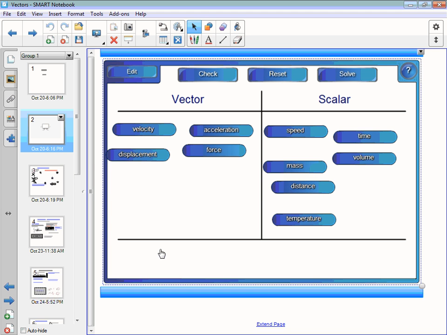So, according to this, okay, I guess you can sit down for a moment. Velocity, acceleration, force, and displacement are in the vector category. In the scalar category, speed, time, volume, mass, distance, and temperature. Okay, so let's go ahead and check. Check. Yay! Ah, we're having fun. Okay, good.